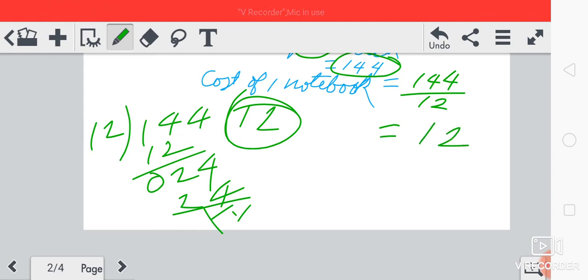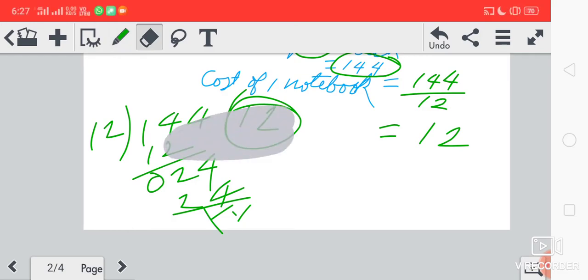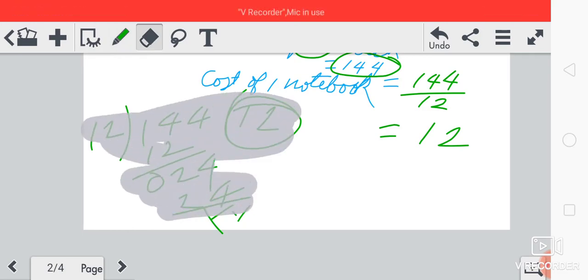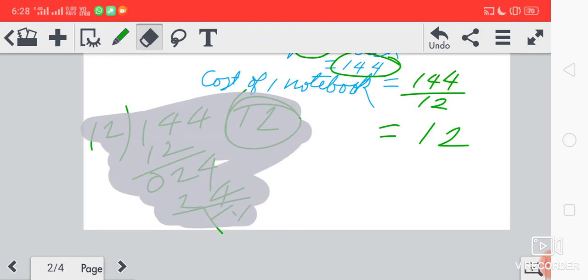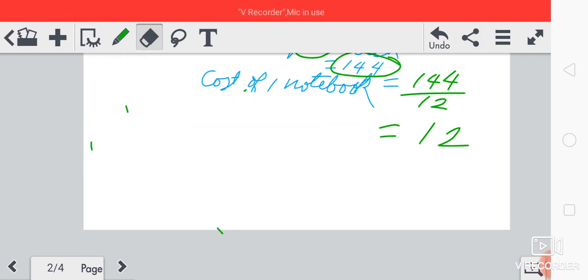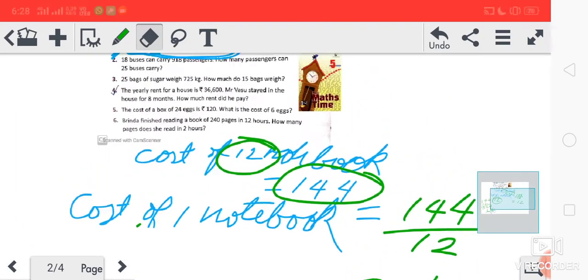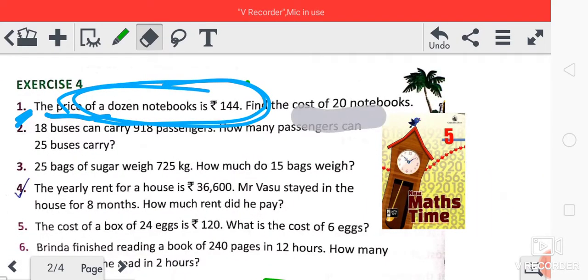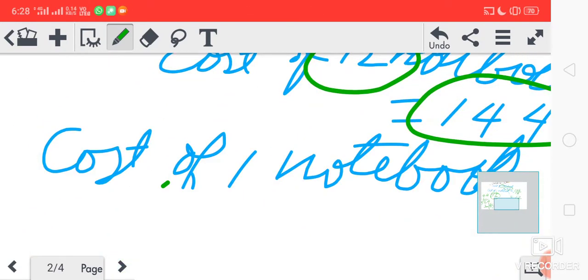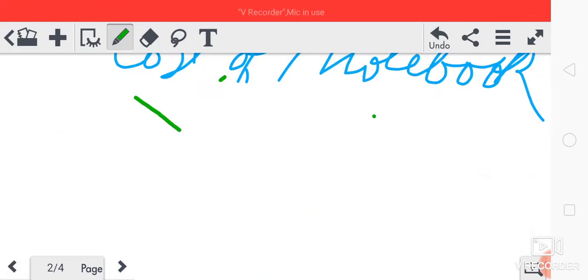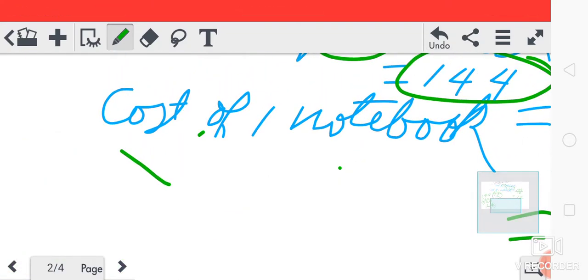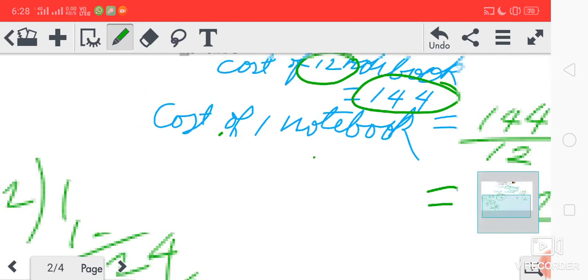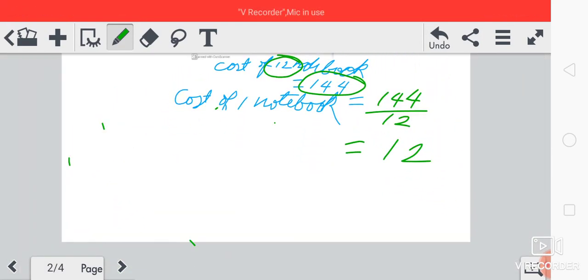Okay, cost of one notebook, how much have we got? 12 rupees. Now in the question, are they asking the cost of one notebook? No, they are asking what? Find the cost of 20 notebooks. They are asking to find the price of 20 notebooks. Now the price of one notebook we know. How much have we got? Price of one notebook is 12 rupees.